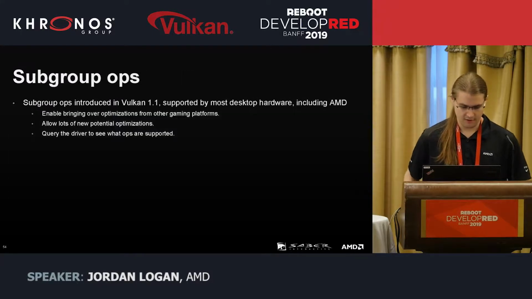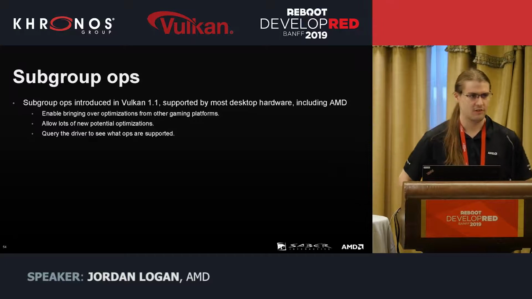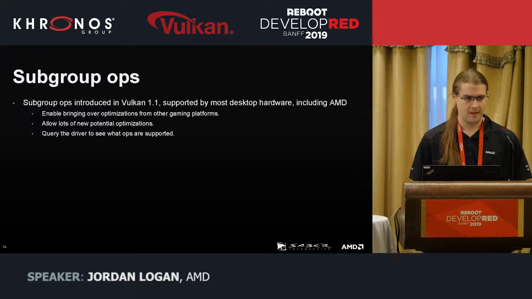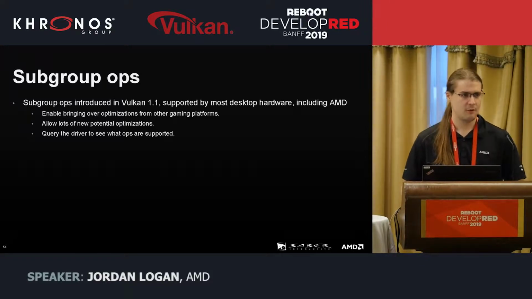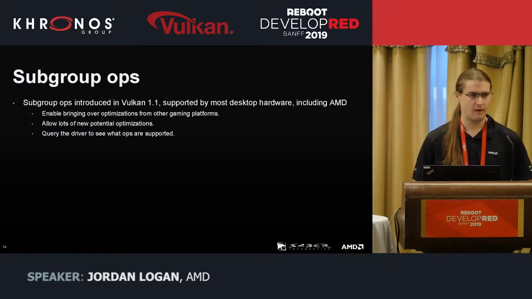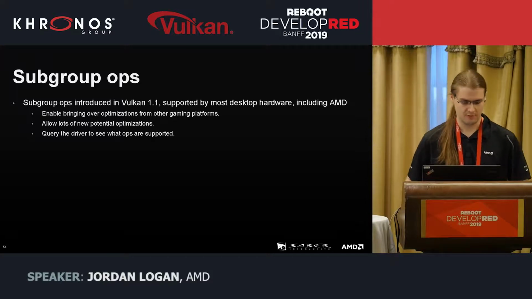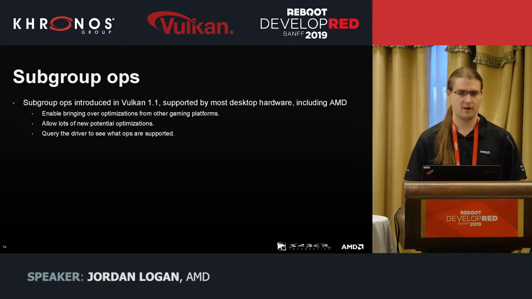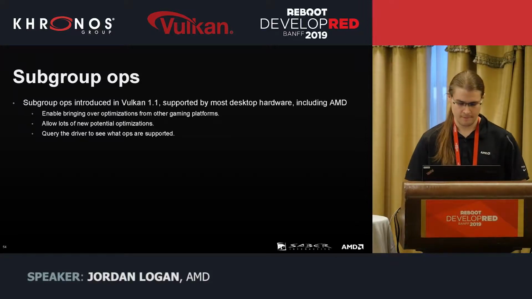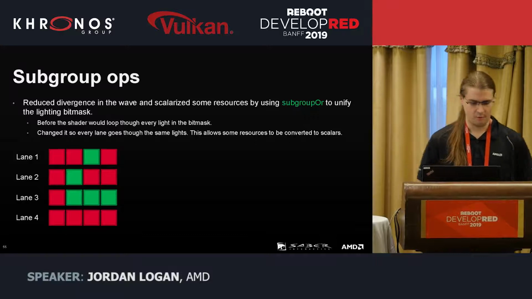Another optimization that we did using Vulkan was subgroup operations, which Nikolai mentioned earlier. These were introduced in Vulkan 1.1 and are supported by most desktop hardware, including AMD. This allowed us to bring over optimizations from the consoles that Saber had already done, as well as letting us do several new optimizations ourselves. You do need to query the driver to see which operations are supported in which stages and on what hardware, as it may vary between GPUs. So I'll go over 2 of the ones we did with subgroup ops.